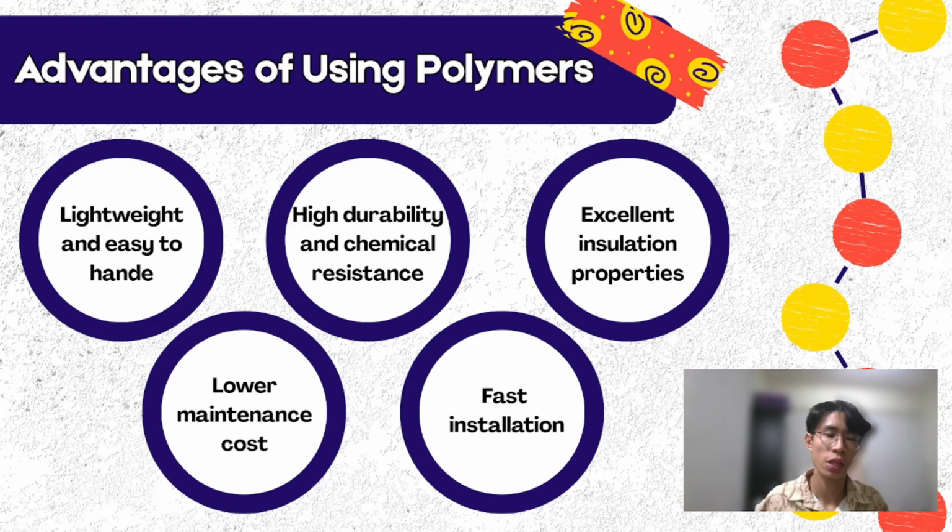So here are the advantages of why we are using polymer-based materials to replace traditional construction materials. Firstly, they are lightweight and easy to handle, with high durability and chemical resistance, excellent insulation properties, and they come with lower maintenance costs and fast installation.